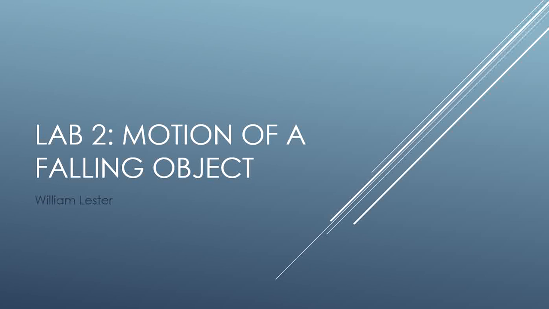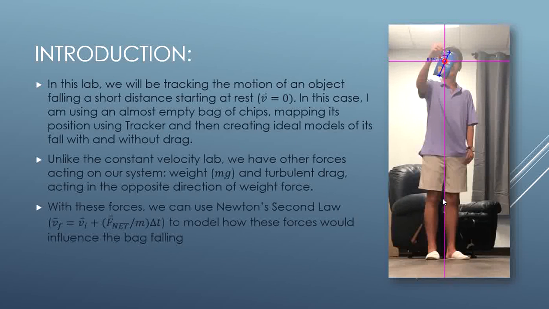So this is lab 2, motion of a falling object. In this lab we're going to be tracking the motion of an object falling a short distance, starting from rest. In this case, we're using the empty bag of chips, and we're going to use the data that we gather from Tracker to create ideal models of the system in a setting where there's no other forces except the ones we want to introduce, which are going to be weight, so mass times gravity, and the turbulent drag, which we'll calculate using velocity squared times the drag constant.